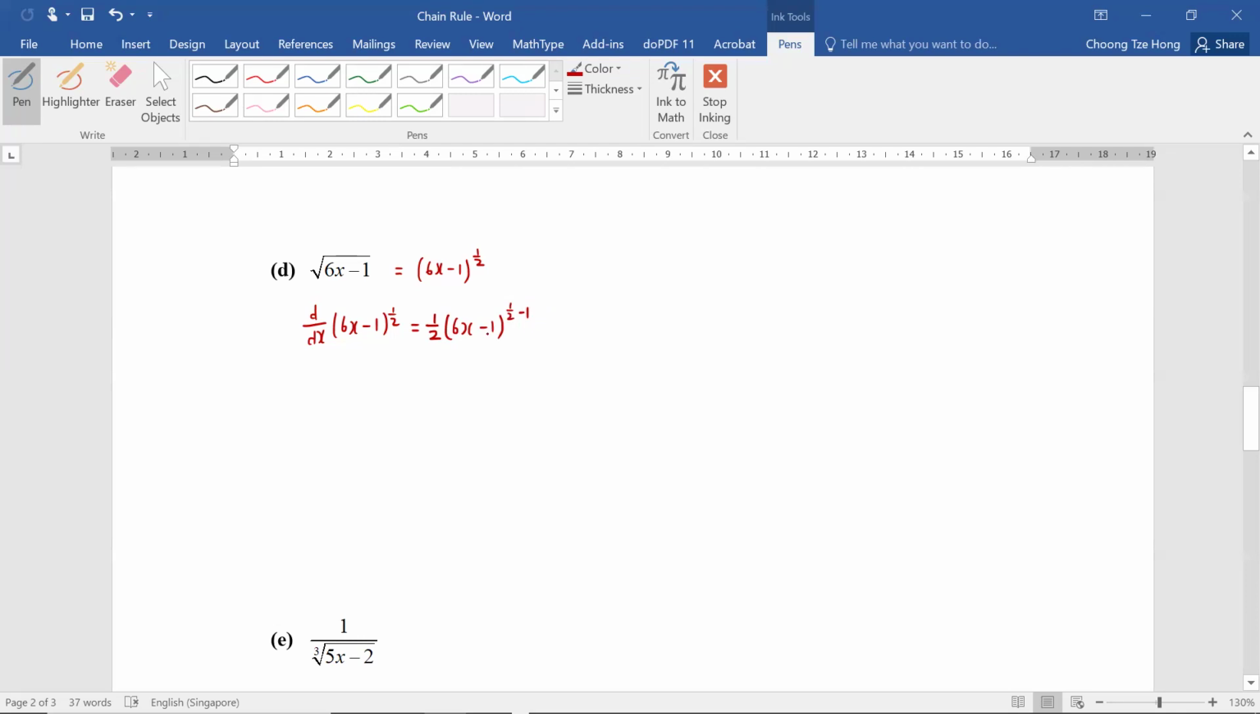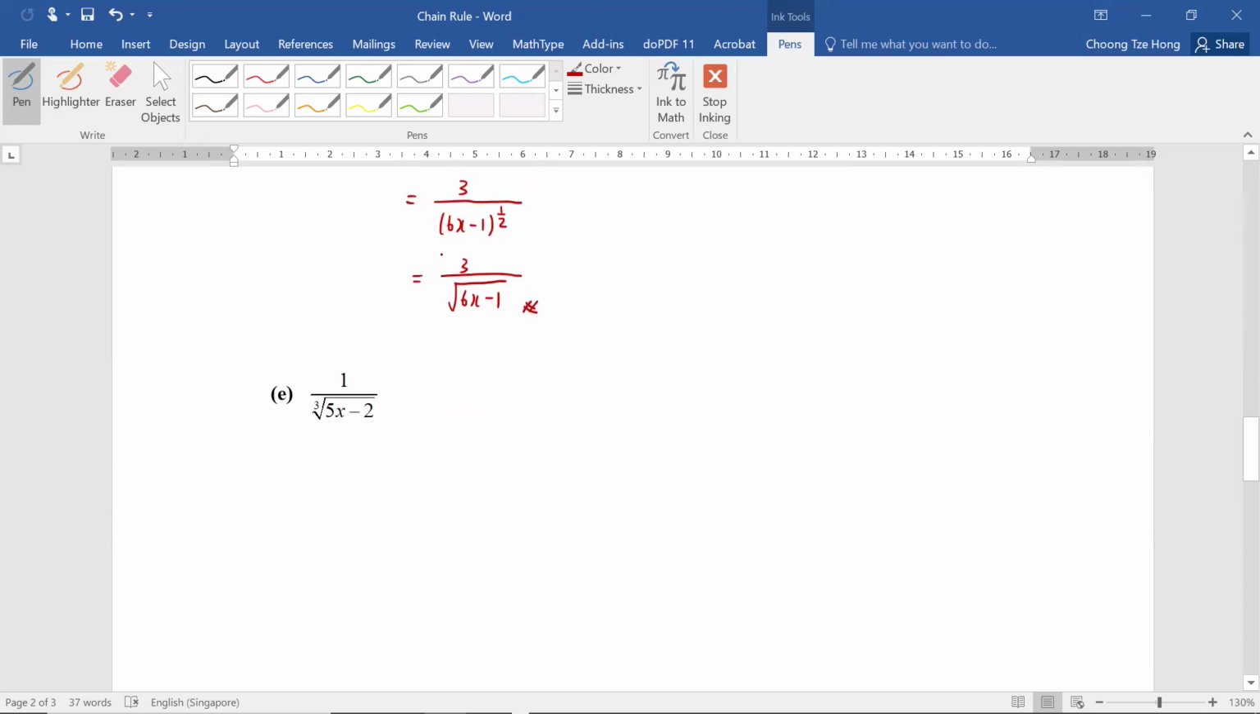So we'll write an extra step. Differentiate inside the bracket, you get a 6. The half times this 6 multiply together to get the 3. So 6x minus 1, power half minus 1 becomes negative half. If you bring down, you end up with 6x minus 1 to the power of negative half. Then you will get 3 over square root 6x minus 1.